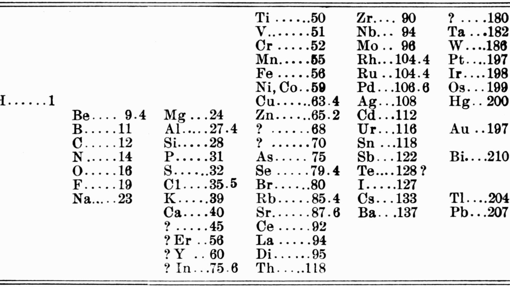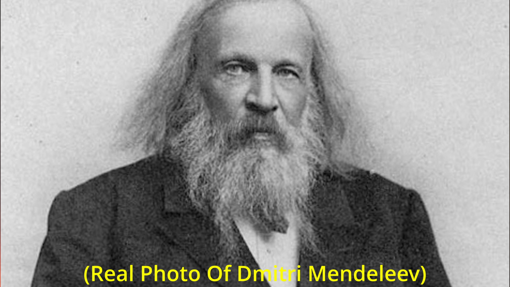So most elements on the periodic table, on the left side are the metals and on the right side are gases. Now, the first periodic table generally accepted was created by a Russian chemist called Dmitry Mendeleev in 1869.